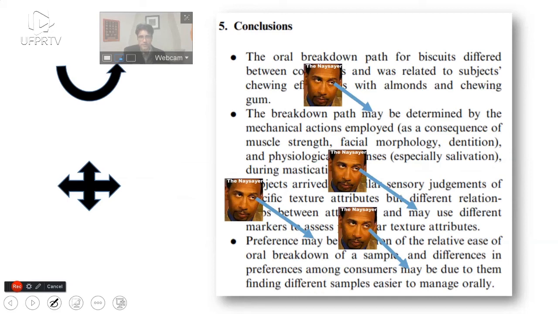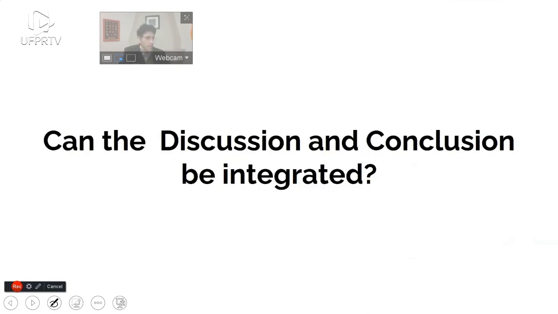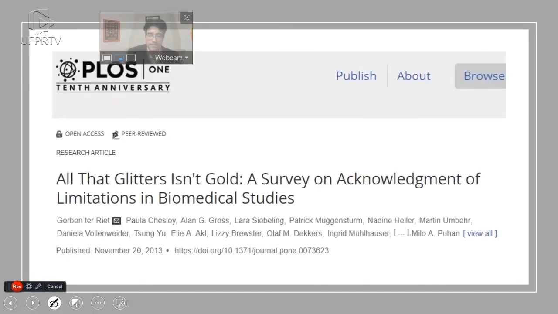So it doesn't stop in the discussion section. People ask, can the discussion and conclusion be integrated? Absolutely. Again, look at your journal before you make the decision. Look at the journal you intend to submit to before you decide. Yes, of course, they can be integrated.